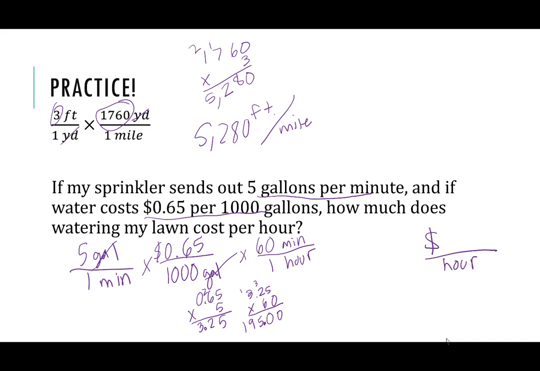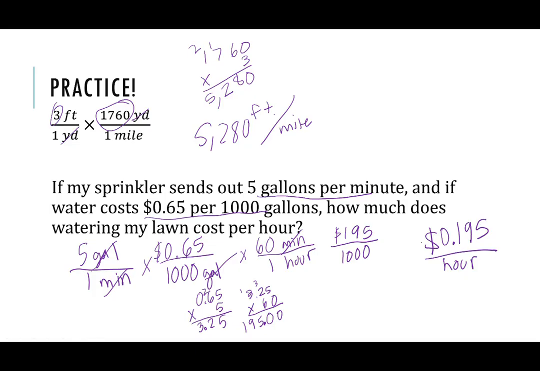Okay, welcome back. This is how I've got so far. I've got 0.65 times 5, and then times 60, so I'm at 195. My money, and remember minutes crossed out as well as gallons, and then in the denominator I have 1,000. So we do 195 divided by 1,000. That would just be 195 thousandths. So as a decimal, it would be 0.195.